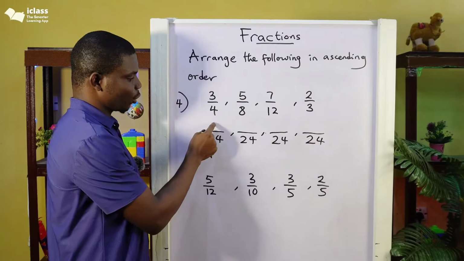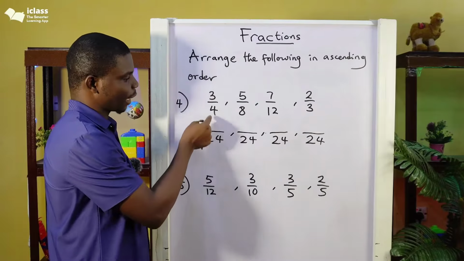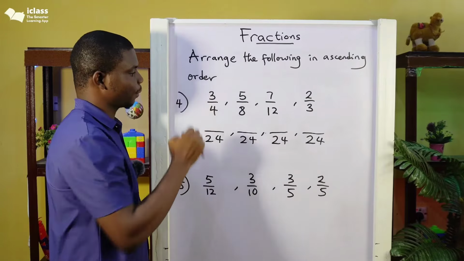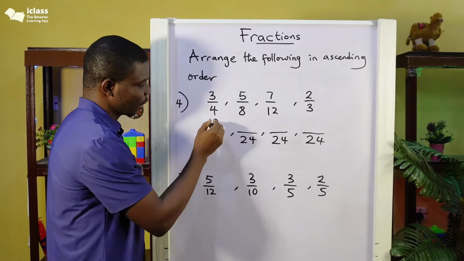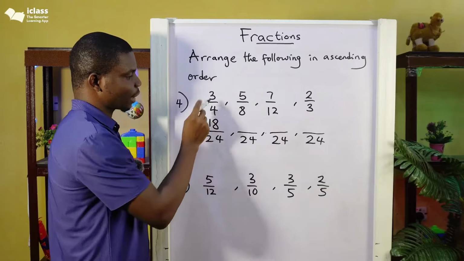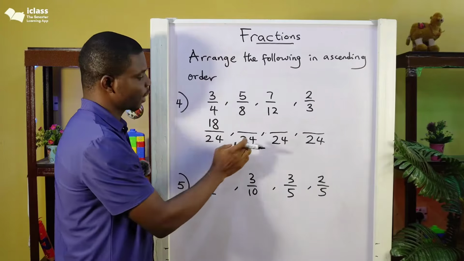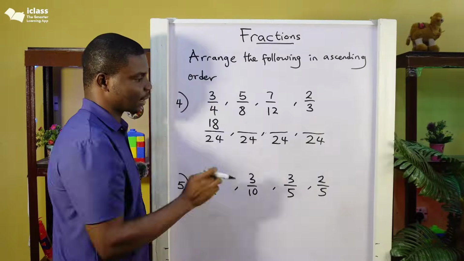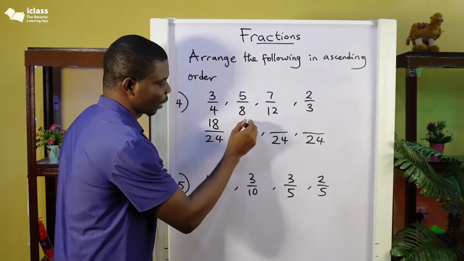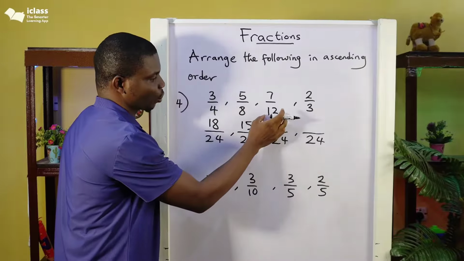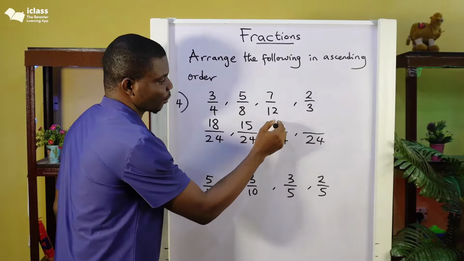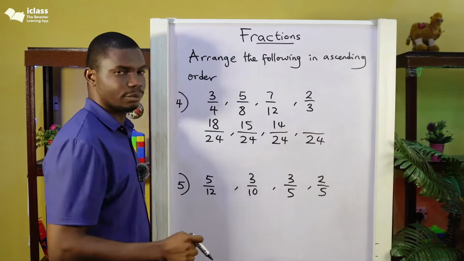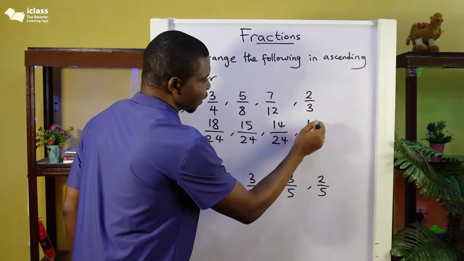So how do we get the numerator? We are going to say 24 divided by 4. That will be 6. 6 times 3 is 18. So 18 over 24 is the same thing as 3 over 4, right? Let's get for this. 24 divided by 8 is 3, times 5 is 15. 24 divided by 12 is 2, times 7 is 14. 24 divided by 3 is 8, times 2 is 16.